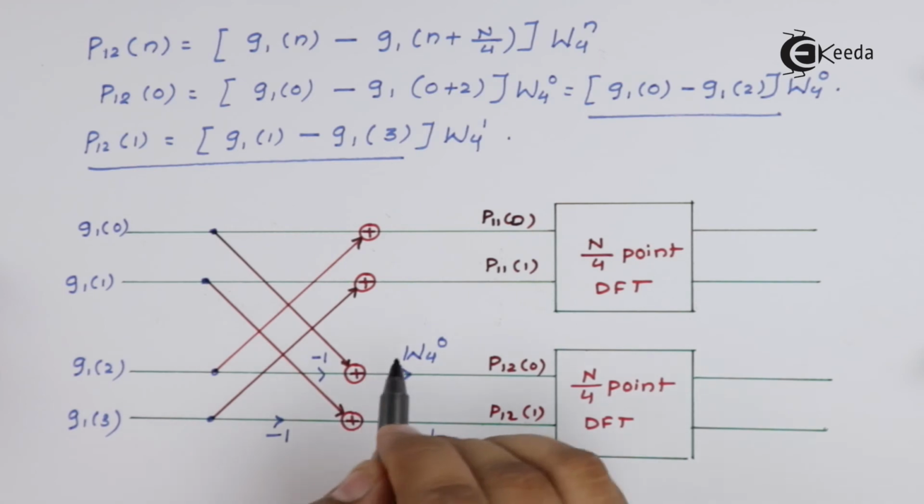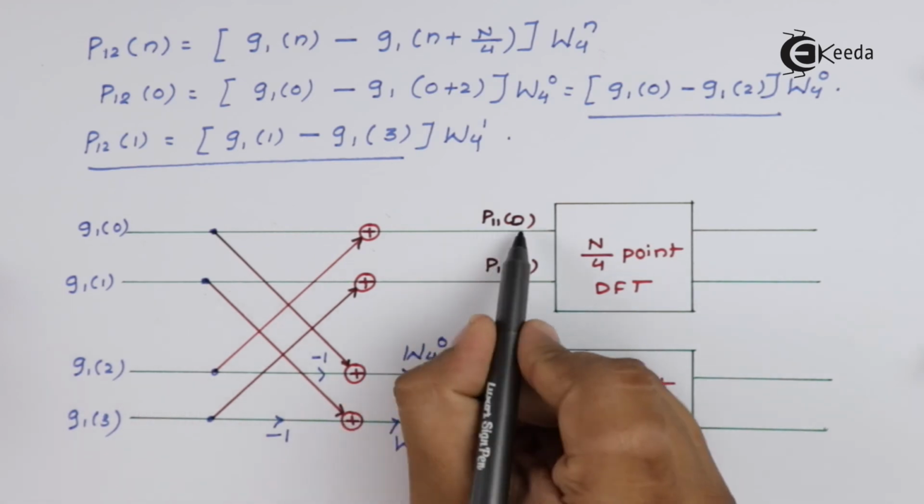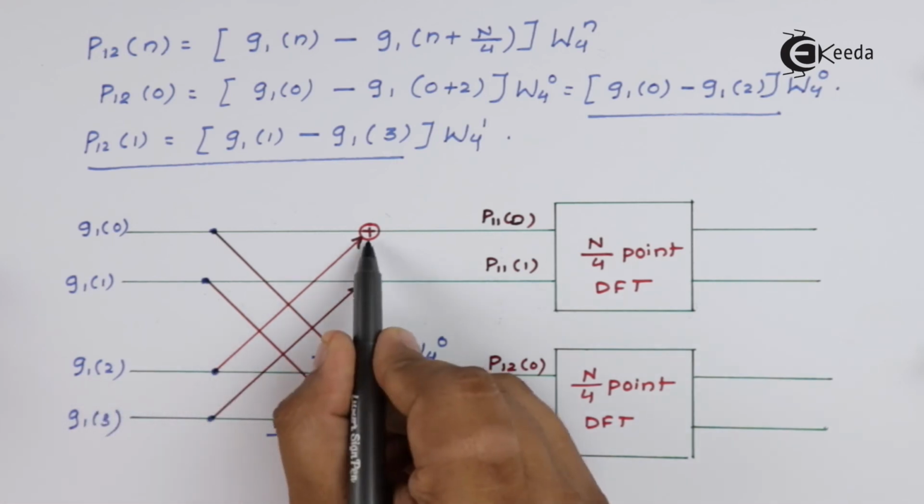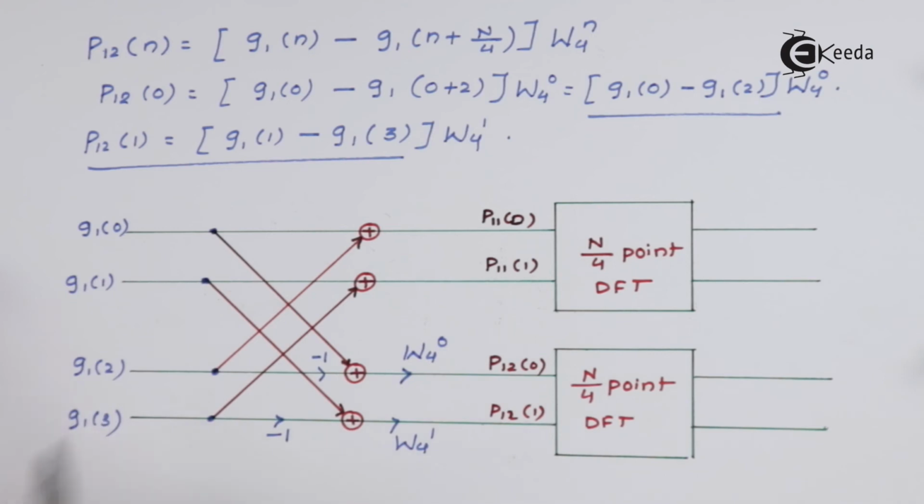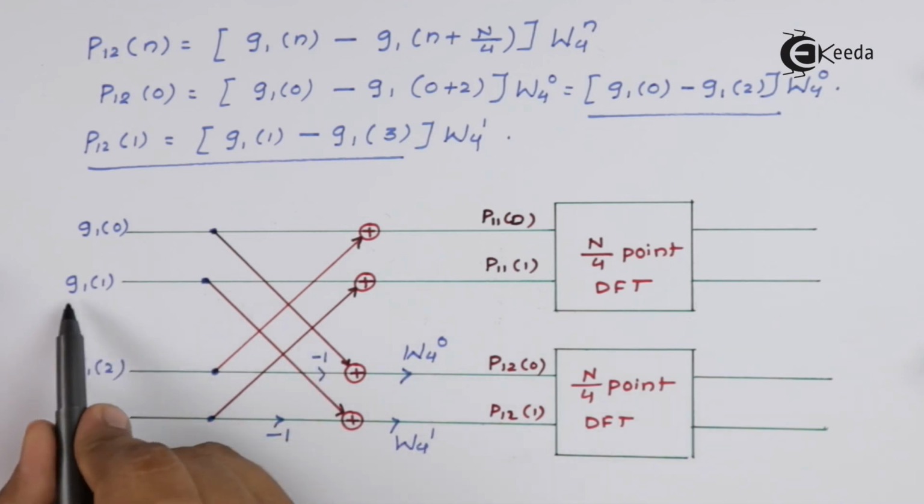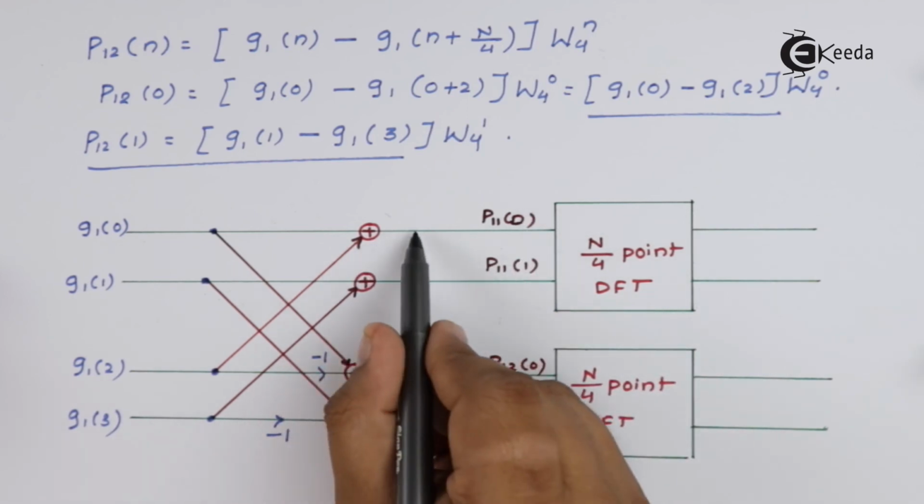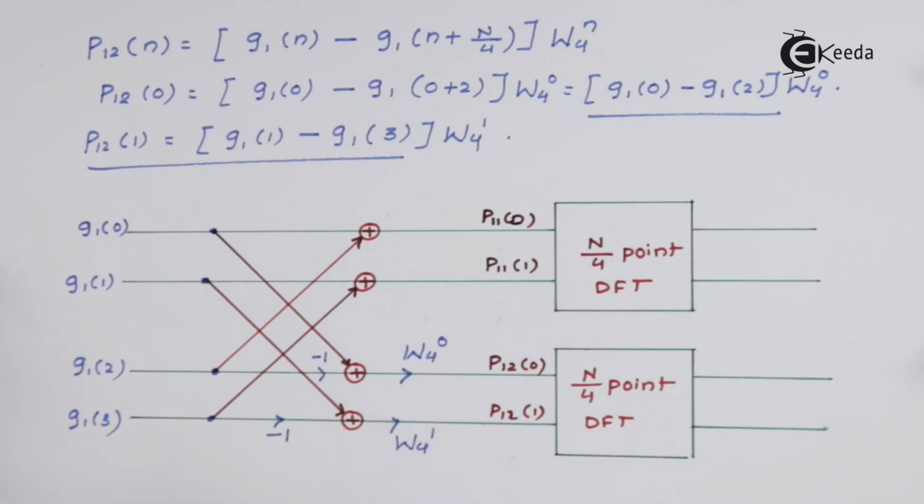Now, how to calculate p11 of 0 and p11 of 1? We have seen the equation also. Basically, p11 of 0 is the addition between g1 of 0 and g1 of 2, which means here we'll directly connect this line to the adder. So automatically g1 of 0 and g1 of 2 will get added. Similarly, we have done the same thing with g1 of 1 and g1 of 3. So automatically we'll get the answer. And after this addition, we don't have any values of omega 4 raised to 1 and omega 4 raised to 0. Now, we will calculate the n by 4 point DFT.